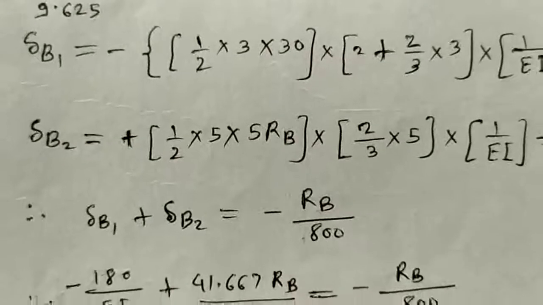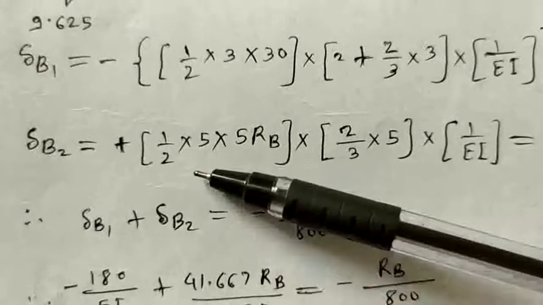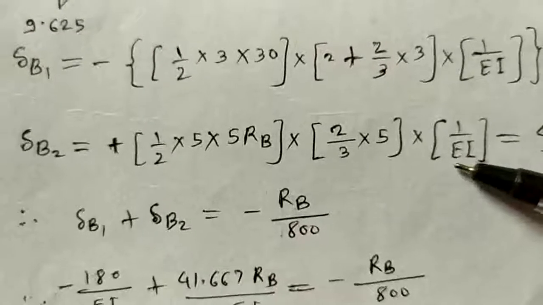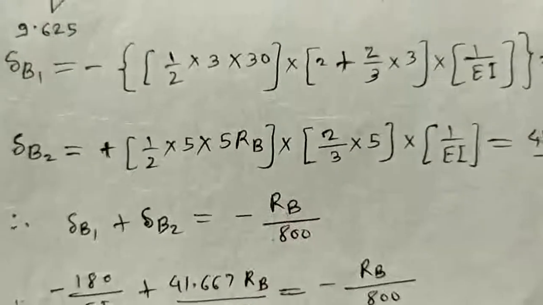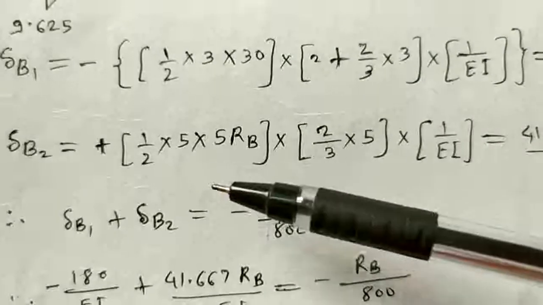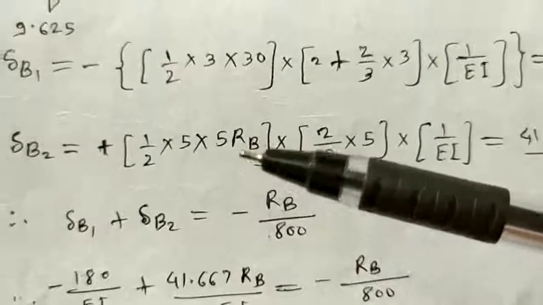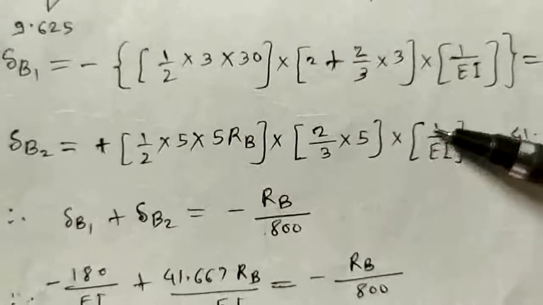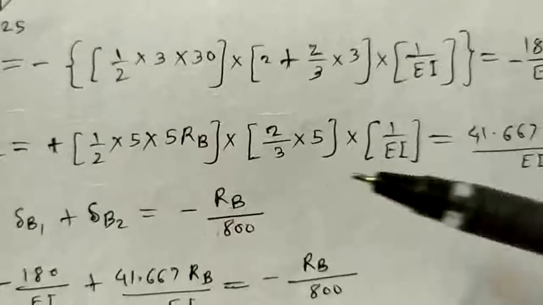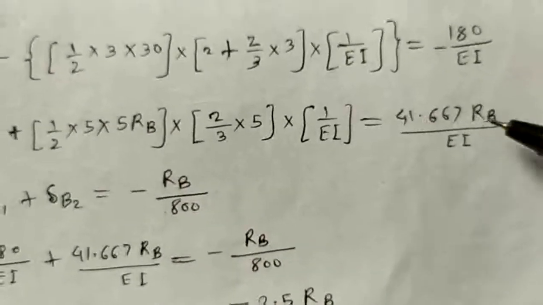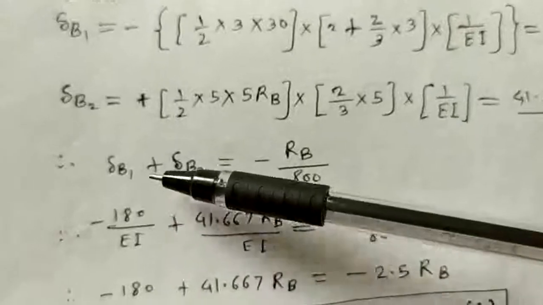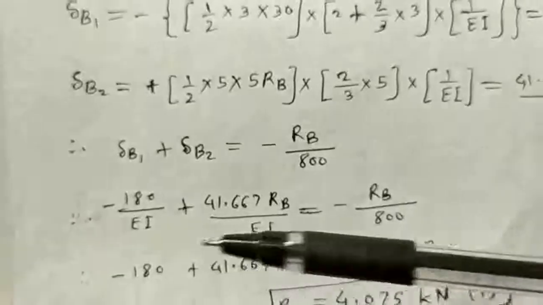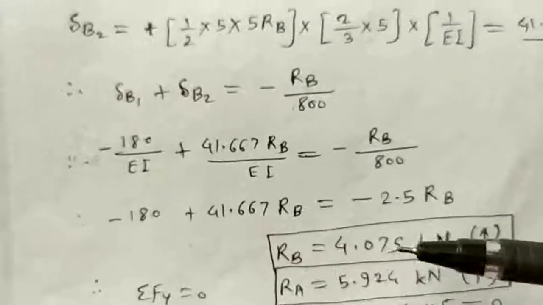So here I have shown that write-up: area into centroid distance multiplied by EI variation. Then we have to divide it by EI, because you have to take a moment of area of the M upon EI diagram. So this is the M upon EI diagram, that's why here I am going to divide it by EI. So we are getting this answer. Just put those values in the compatibility equation, delta B1 plus delta B2 equals this. From this we are getting the reaction RB.